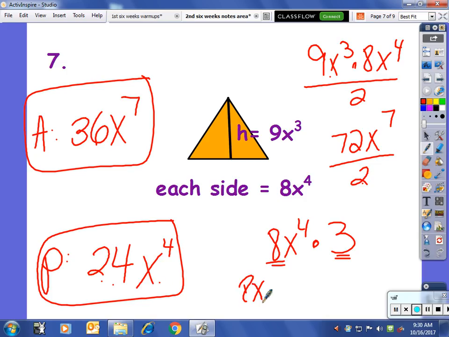You could have also done this, 8x to the 4th plus 8x to the 4th plus 8x to the 4th. It's going to stay x to the 4th, and 3 eights make 24. Okay.